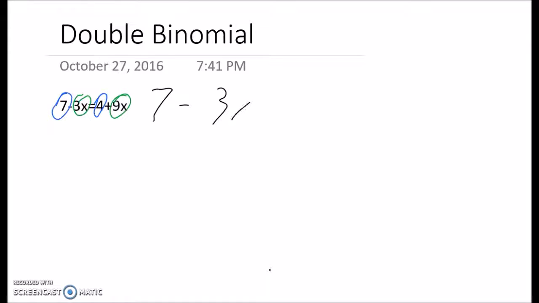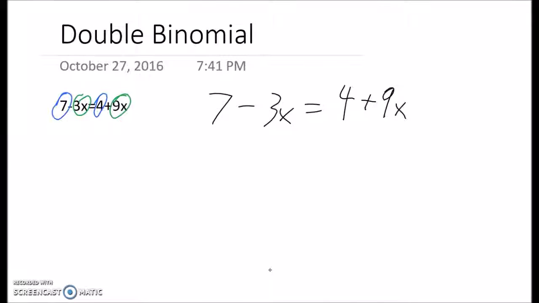7 minus 3x. Let's start that again, make it a little bit nicer to read. 7 minus 3x equals 4 plus 9x. Okay, so let's start by trying to move all of the x terms onto one side.